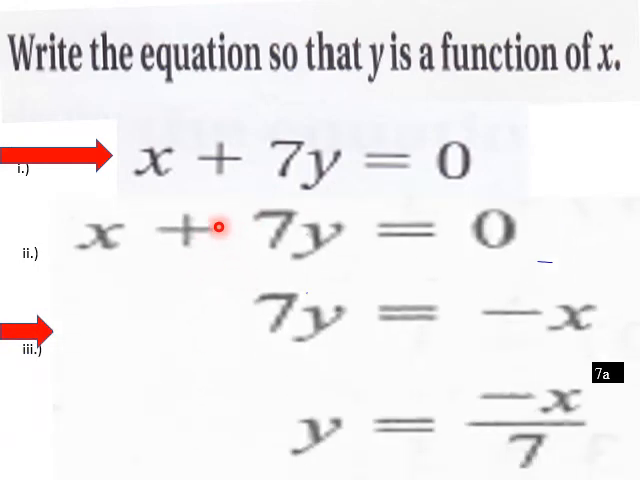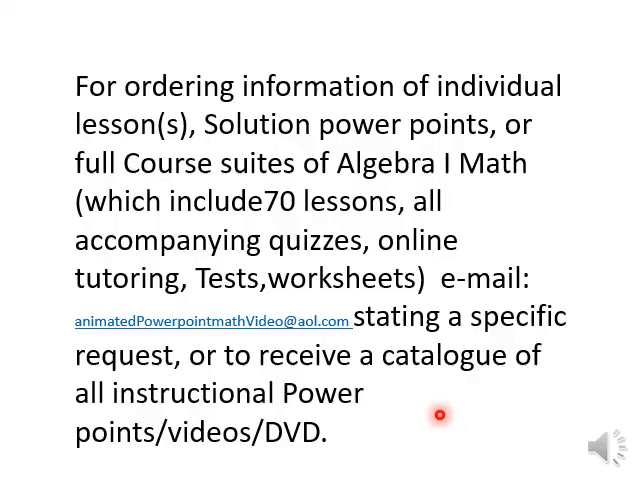So we're going to move our x over to the right side. So we subtract x from both sides, and we have 7y equals negative x. And then we divide through both sides by 7, and we have y equals negative x over 7. That's your lesson for today.